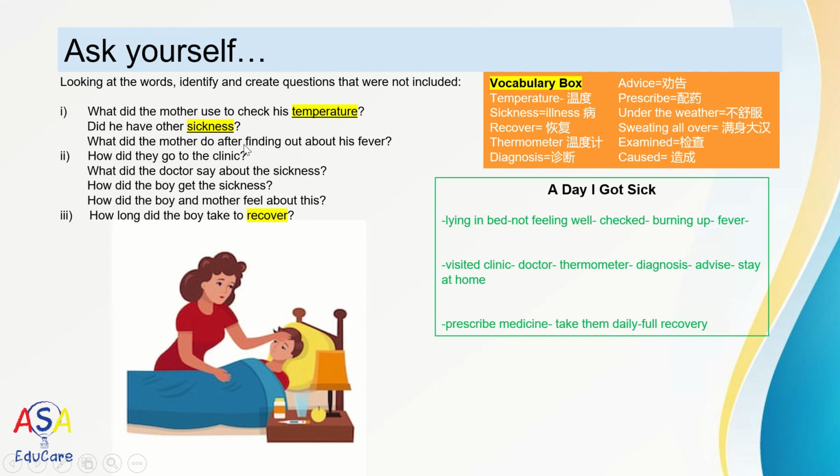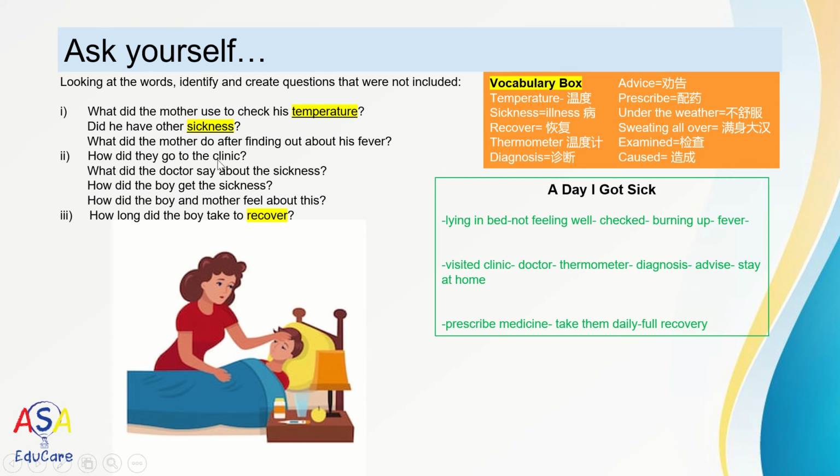What did the mother do after finding out about his fever? Okay, fever. You can change fever to cough, sickness, illness. You don't have to follow fever. Maybe you don't like fever. You can change it to... don't say COVID. Okay, we don't know yet.